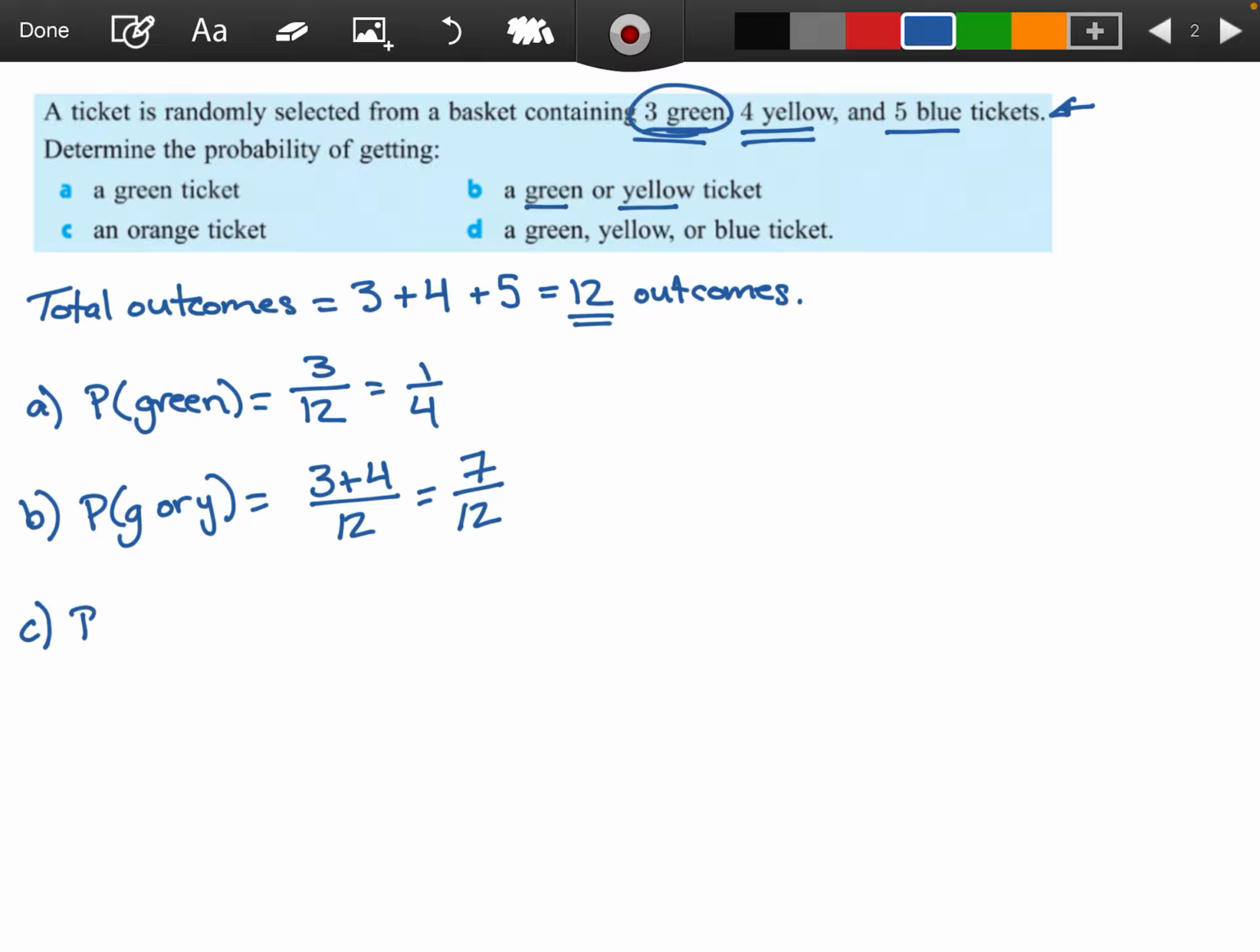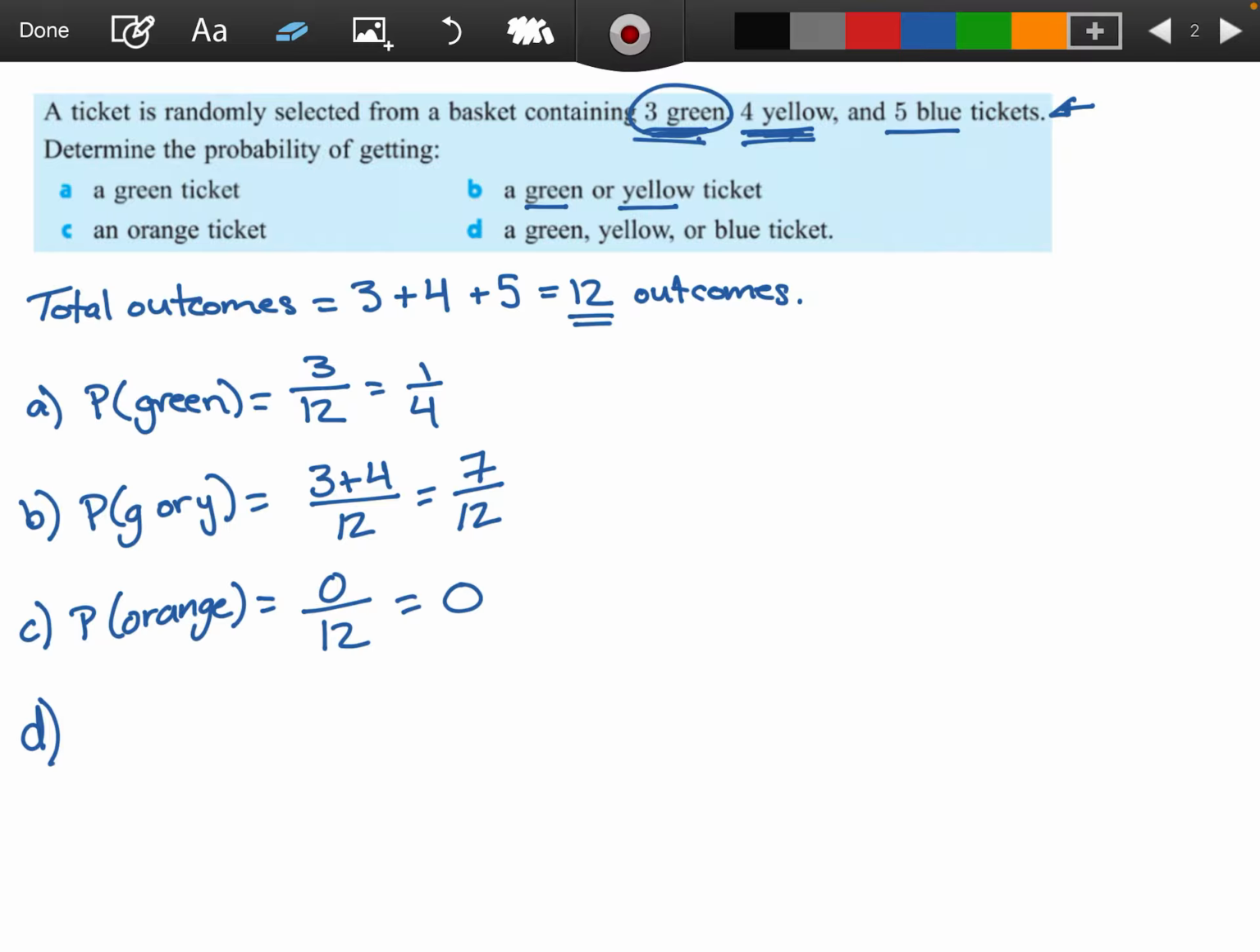Part C, we're looking for the probability of an orange ticket being drawn out. We still have the 12 possible tickets inside the basket, but the problem is there is no orange. We have green, we have yellow, we have blue. So there are 0 orange tickets, or 0 tickets that match the outcome we are looking for, out of 12, so that is actually impossible. So that has a probability of 0, or it is an impossible event.